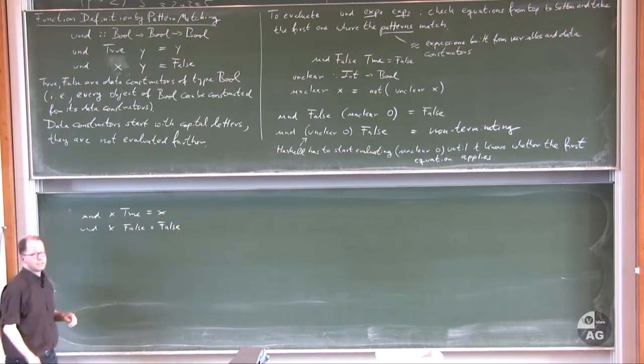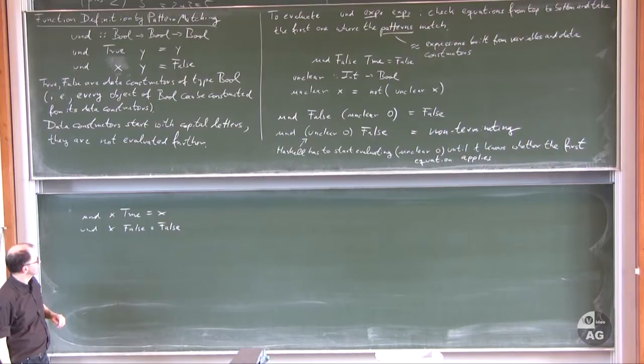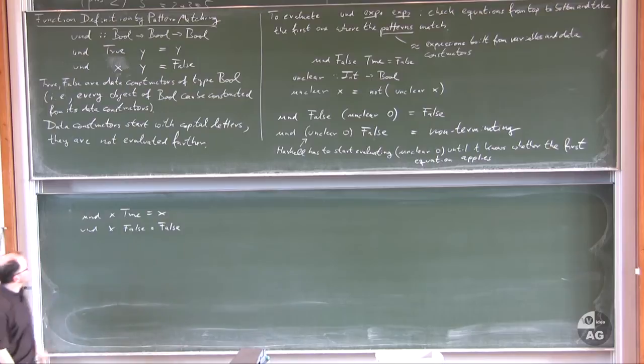Something like this? Yeah, something like that. That seems to be correct, right? So this is conjunction, if we made no mistake.